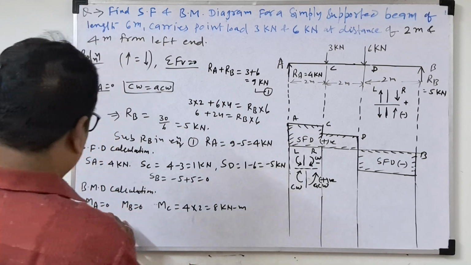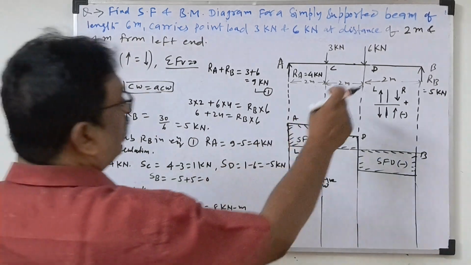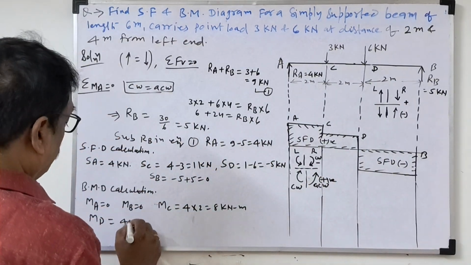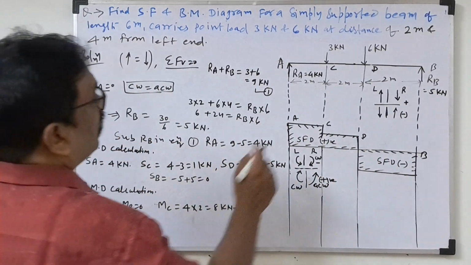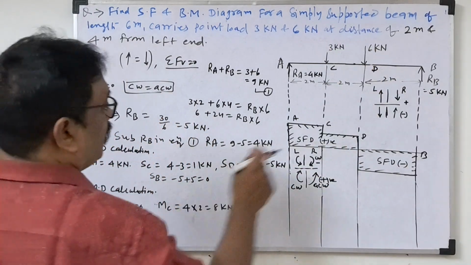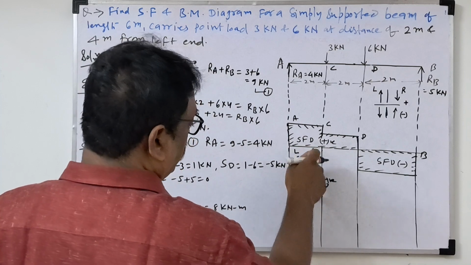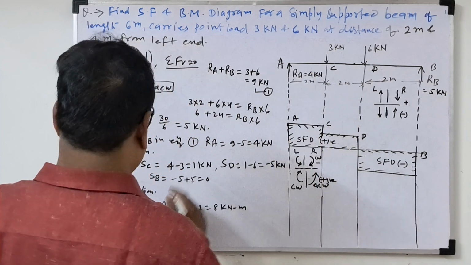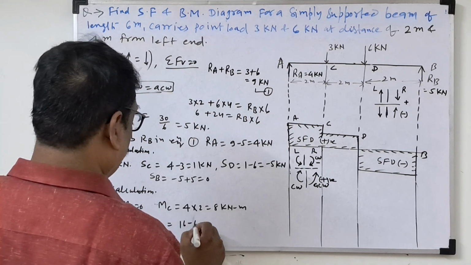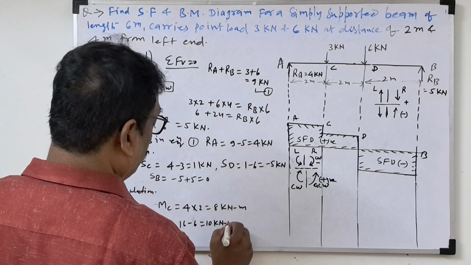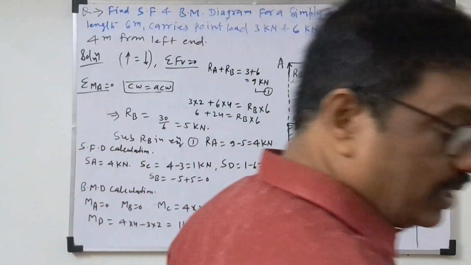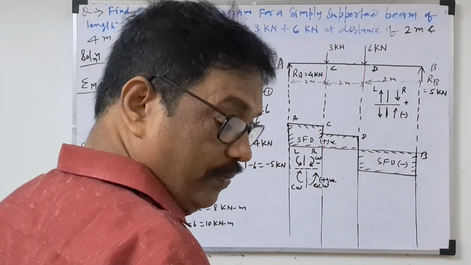Now MD we take. So MD, this is 4 into 4 clockwise, plus 3, minus will come because anti-clockwise on the left side is negative. So minus 3 into 2. So 16 minus 6 is equal to 10 kilonewton meter. And MB will be 0. So we will check here. So this will be the bending moment diagram.